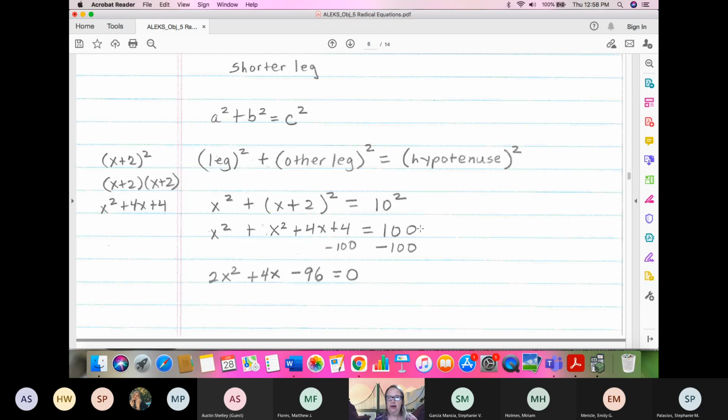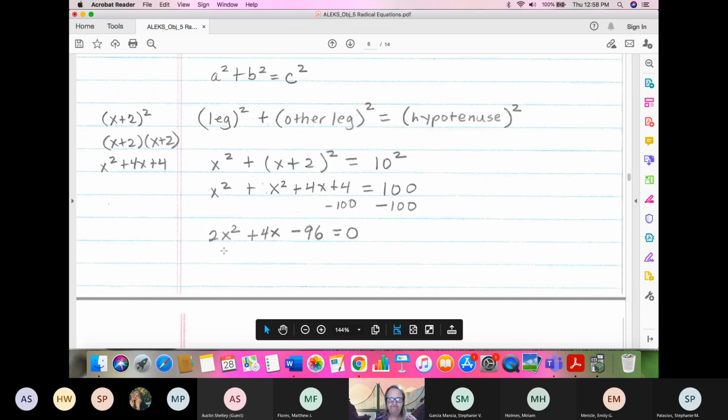So now let's go ahead and solve this. So we get x squared plus x squared, that's 2 of the same, so that's really 2x squared, plus 4x, plus 4 minus 100 is negative 96, equals 0.